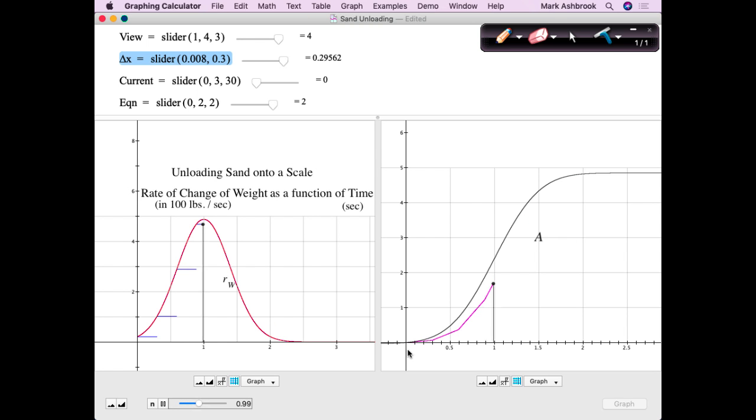So we really have not talked much about the transition between approximate net accumulation and exact net accumulation. How do we get there? How do we get to exact net accumulation? Yeah, and that's the beauty of this file: all I need to do is make delta x smaller, and then the rate function changes accordingly, and the accumulation function changes accordingly. And yours should too. Okay?